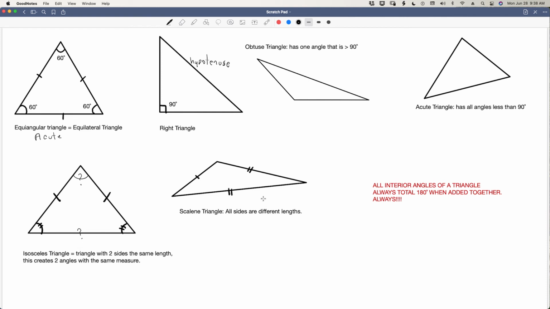Now, a scalene triangle is where you have all three sides different lengths. And because all three sides are different lengths, all three angles are going to be different degrees of measure. Remember, the main thing that you need to put in your notes when we're talking about the degree measure of a triangle is that the interior angles of a triangle, all added together, will always be 180. You can always say 180 minus whatever you have inside that you know, and that will give you what you don't know.